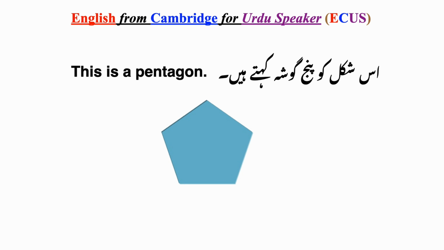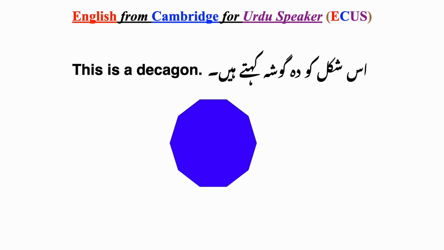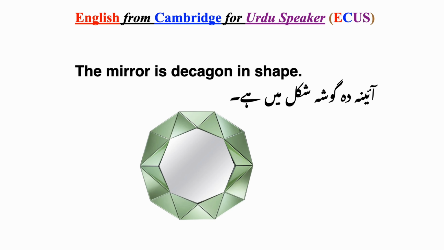This is a pentagon. The jewelry box is pentagon in shape. This is a decagon. The mirror is decagon in shape.